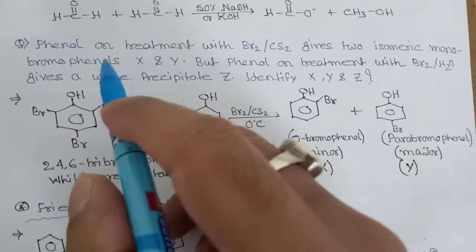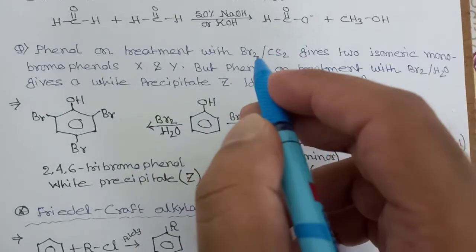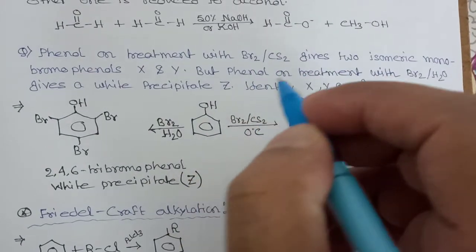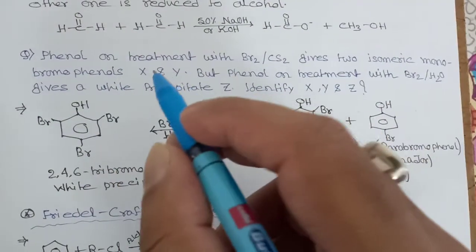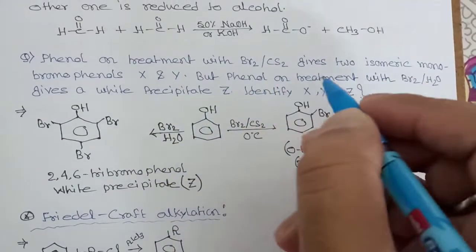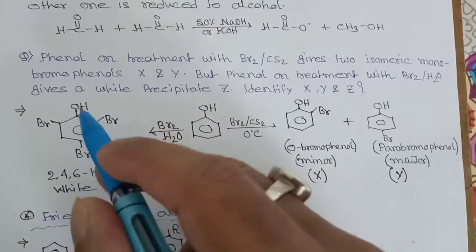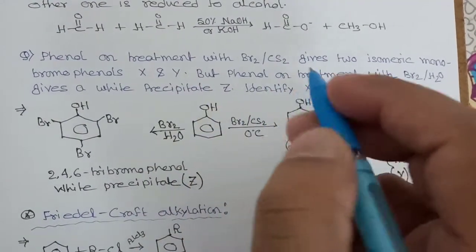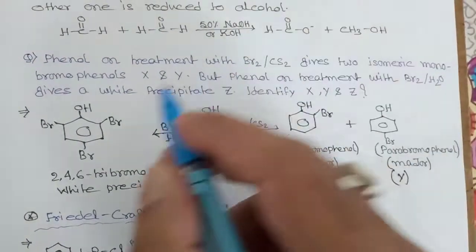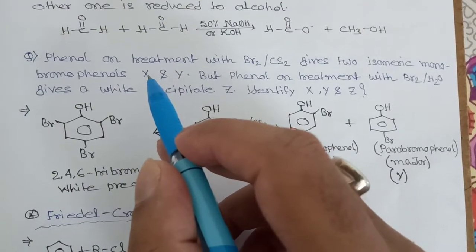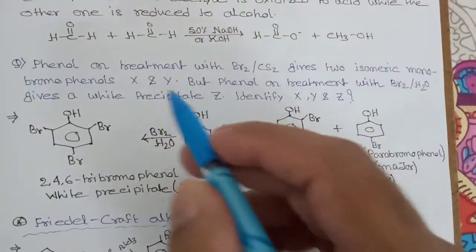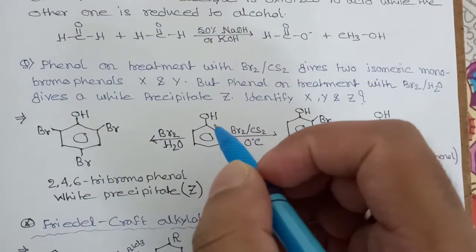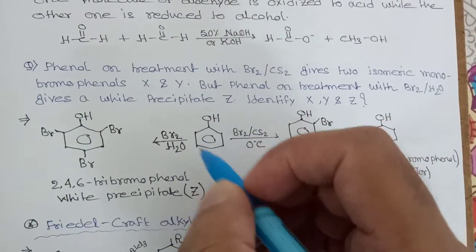Now phenol on treatment with Br2 in presence of CS2 solvent gives two isomeric monobromophenols X and Y, but phenol on treatment with bromine water gives a white precipitate Z. Identify X, Y and Z. So we have to identify the structures of X, Y and Z. First we will treat phenol. Phenol means benzene having OH.